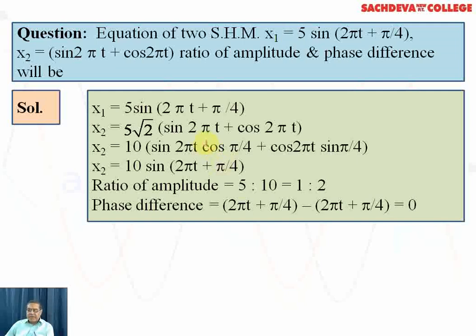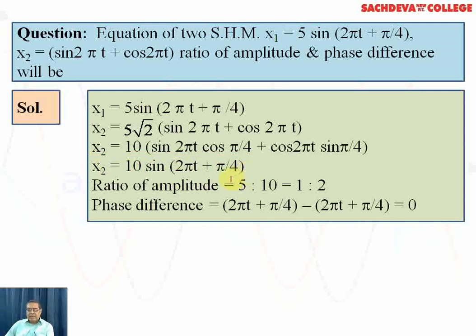Similarly, we have taken cos 2a and computed its value trigonometrically, and our net function will become tan into sine 2 pi t cos pi by 4 plus cos 2 pi t sine pi by 4. Now this is again a trigonometric formula, sine a cos b plus cos a sine b, which is sine a plus b. So in the next step, x2 is 10 sine of 2 pi t plus pi by 4. In the above line we have applied the formula sine a cos b plus cos a sine b, which is sine a plus b.